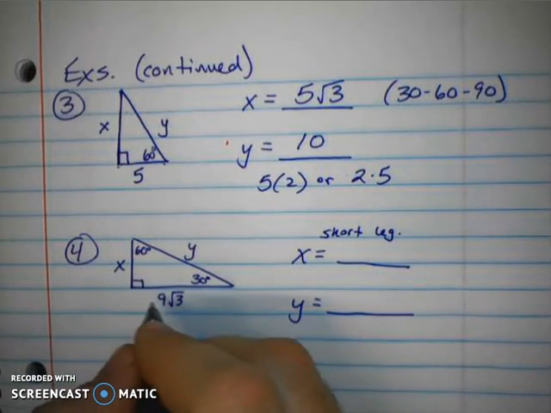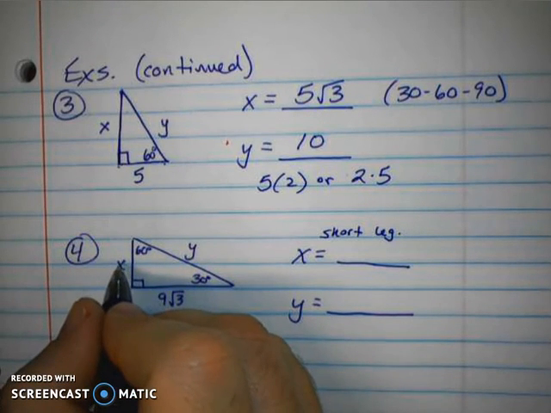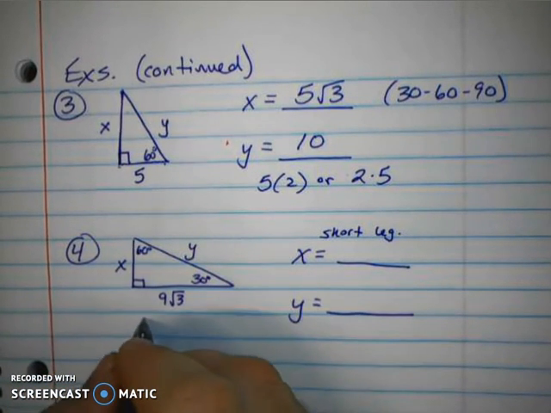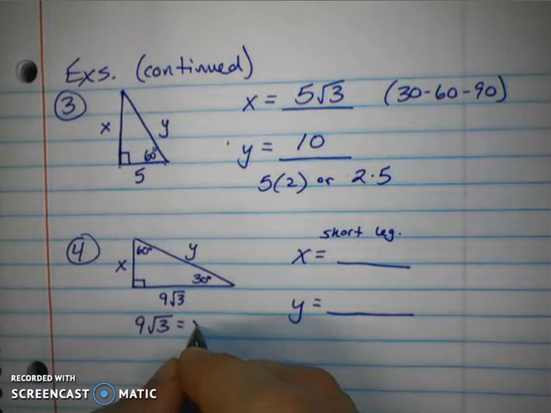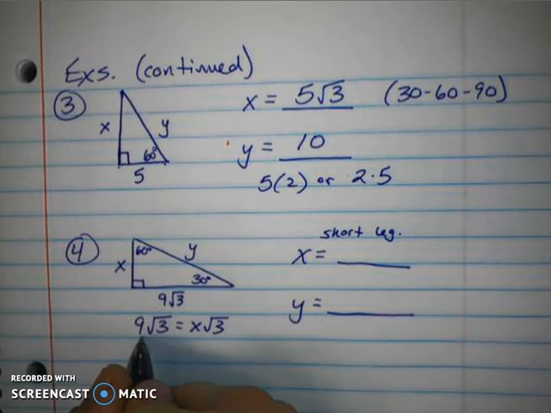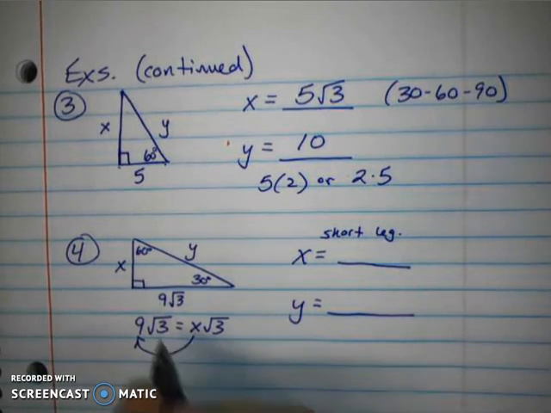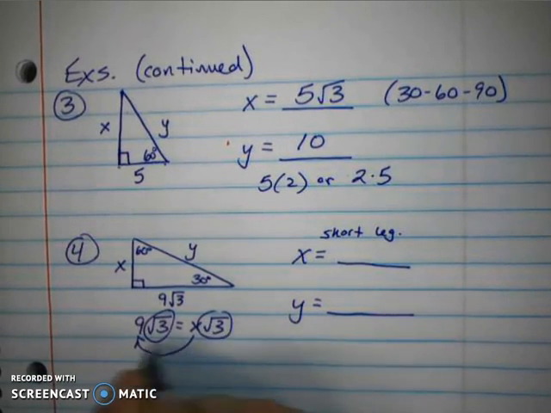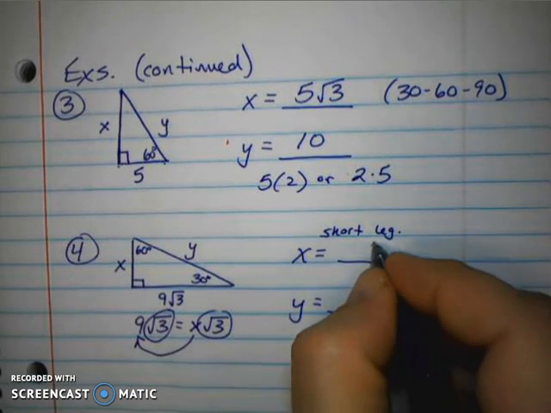So since the long leg is 9 root 3, remember that the short leg times root 3 equals the long leg. So I could even set up an equation. 9 root 3 equals the short leg, x times root 3. I want you guys to notice that all you're supposed to see here is that x has to equal 9, because there's a root 3 on both, and we can divide by root 3 and do it algebraically and cancel them out, but we should just get that x is 9.